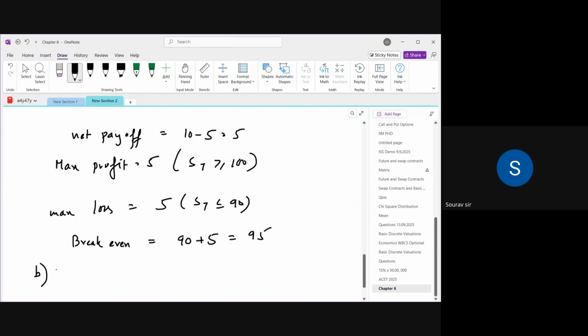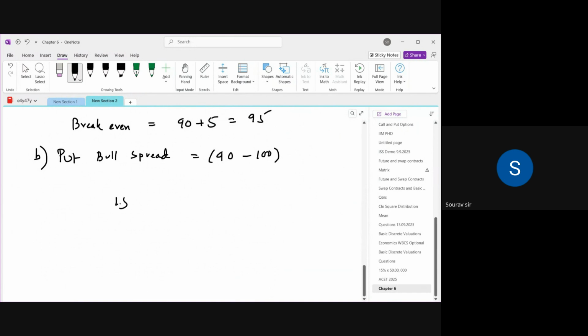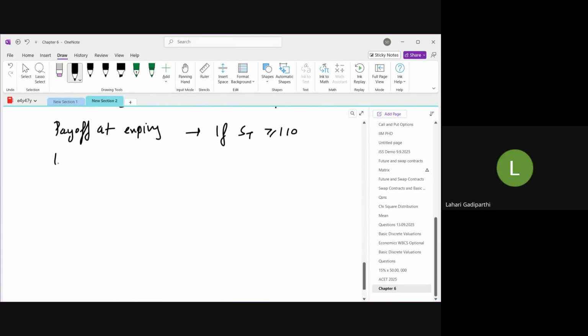Next we have put bull spread, 90 to 110, that is given. So again here we pay 15 and receive 5, so that is 10, that is the outflow. What is the payoff at expiry? If ST is greater than or equal to 110, both expire worthless, loss minus 10. I'm going a little bit fast because I'm trying to complete.